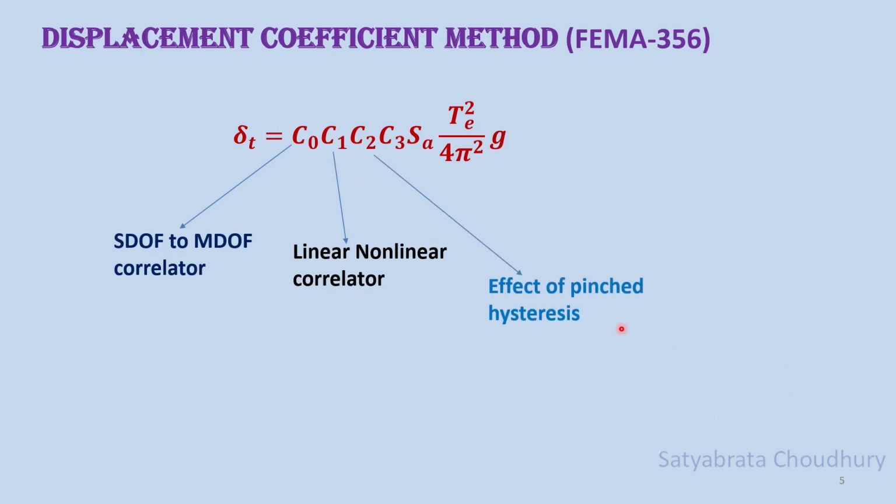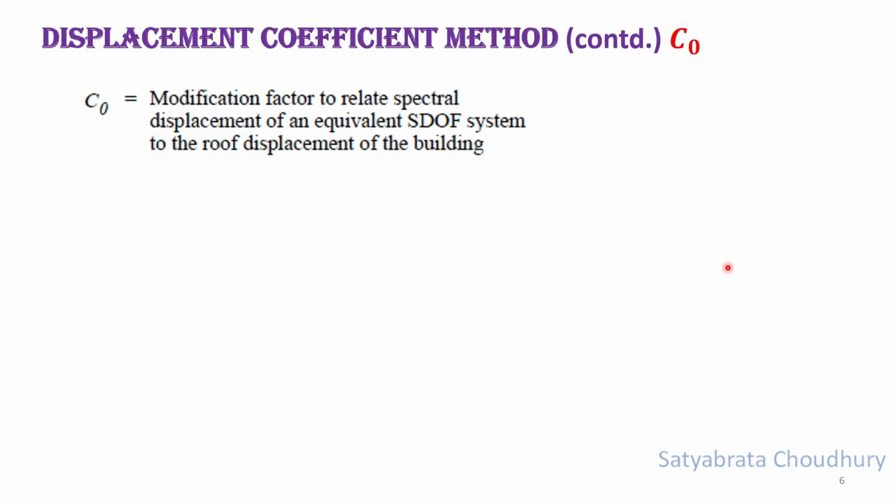C2 is the effect of pinch hysteresis and other effects we will see in the next slides. C3 is the coefficient that takes care of the P delta effect in the analysis. So let us see the coefficient C0.